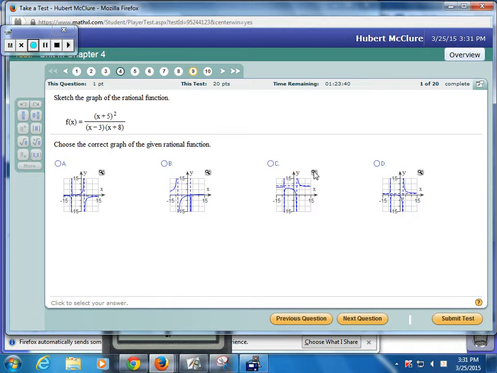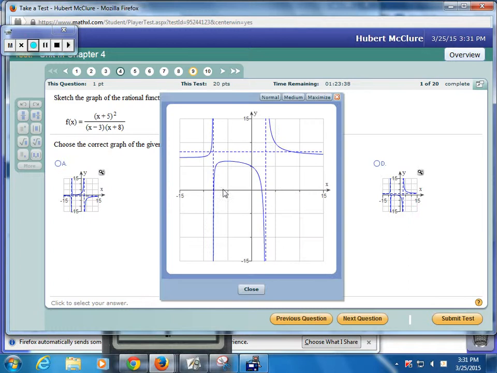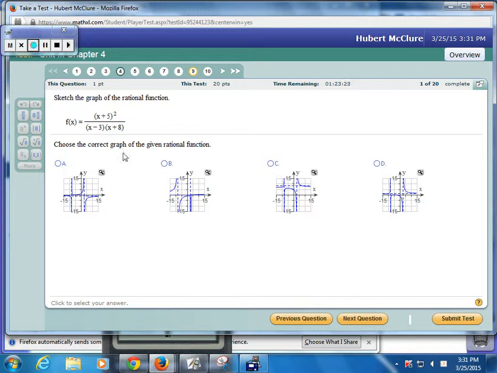Check, make sure all of them got a vertical. Positive 3, negative 8, and this one's probably the same too. Oh wait. Positive 3, negative 8. Okay, that looks good. So look at your horizontal asymptote. This is going to be, and we're going to have to take your algebra. Let me go ahead and do that for you.